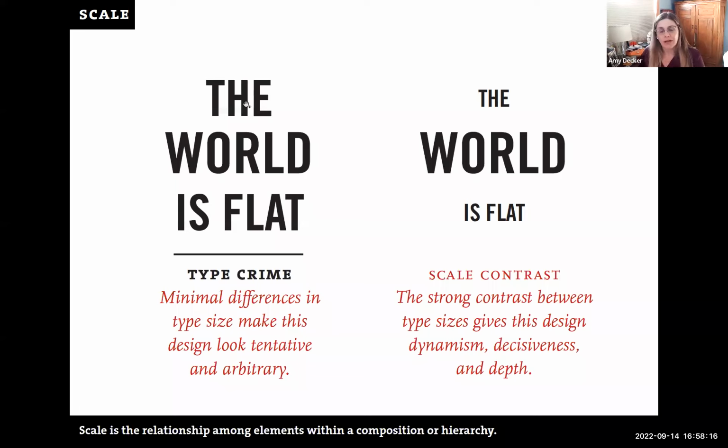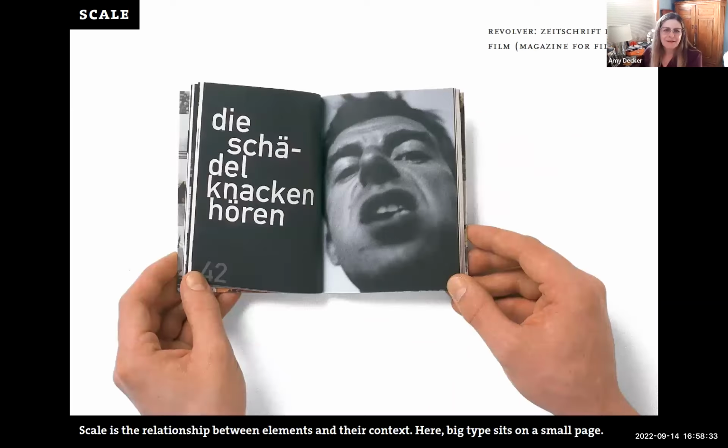You really have to have a strong contrast between type sizes to give it dynamic, decisive impact, and really make a pow, with the word "world" here. It really makes it jump, pop. Scale is also a relationship between elements and their context. So here, for example, this is a small book. You can see by the size of the hands, this is a tiny little book, maybe a 4x5, but you can see how big the type is filling that page. So it's really big type on a very small page to give it some dynamic interest and a lot of pop.